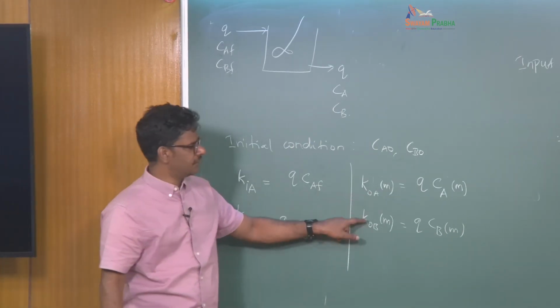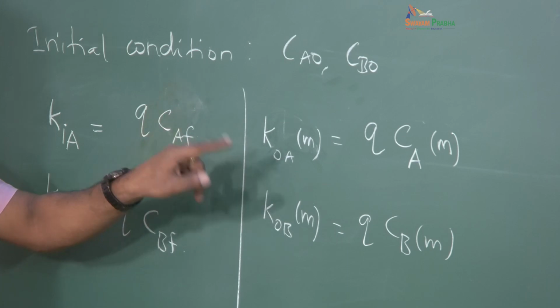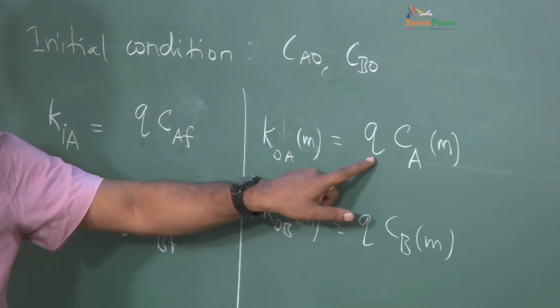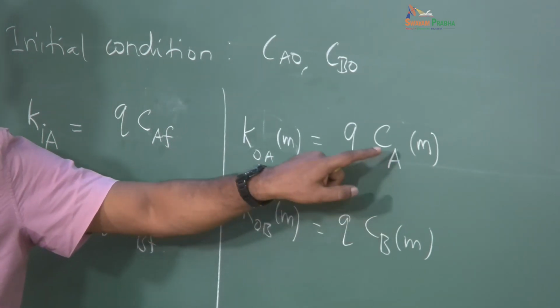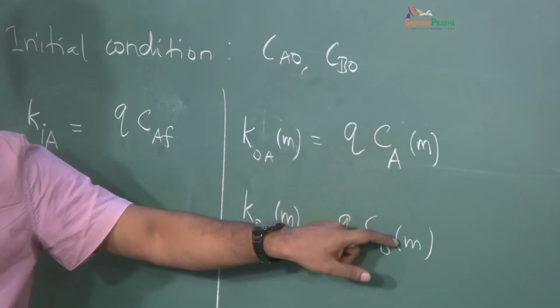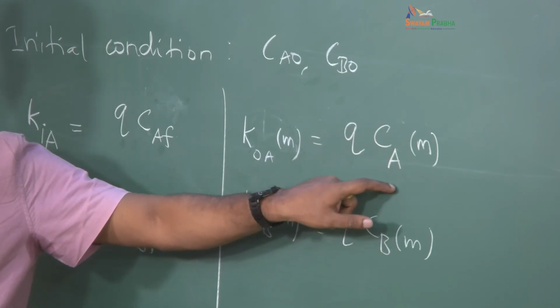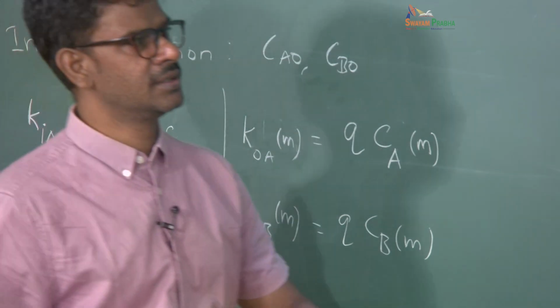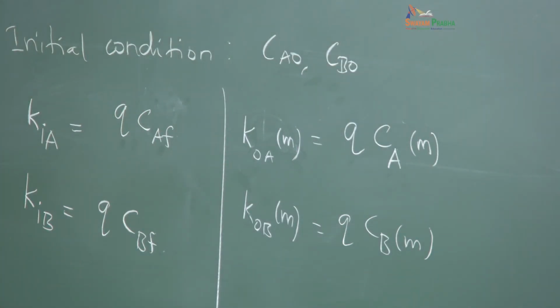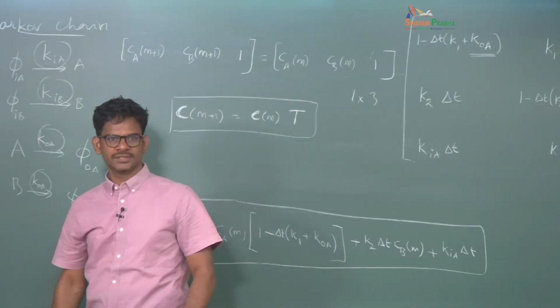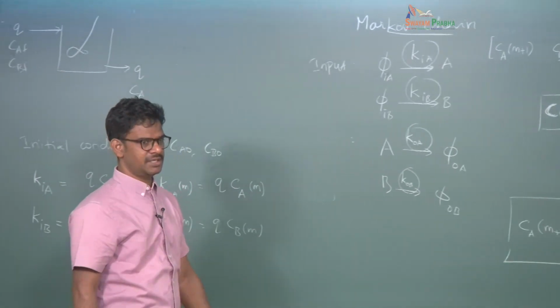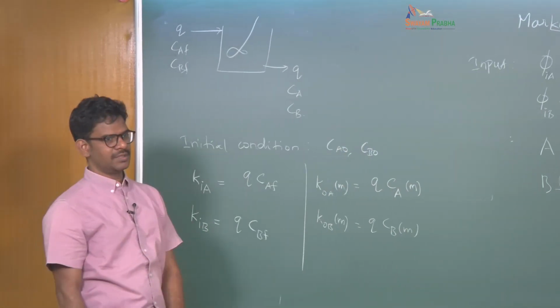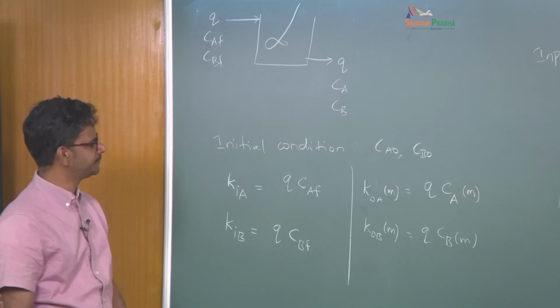The rate constant for the outgoing stream would depend on the flow rate times the concentration in the reactor. So this is a dynamically changing quantity until the system reaches steady state. Because of that, these two constants will keep changing. These are all going to change as the system reaches steady state. Once it reaches steady state, those numbers will become constant.